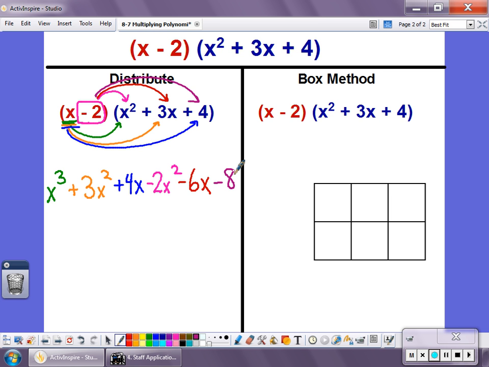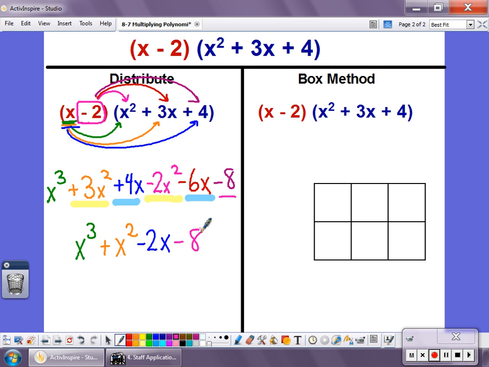And again, time to combine like terms. Looking at the problem, I only have one x cubed term, so nothing to combine with that. Then I see I have 3x squared minus 2x squared. 3x squared minus 2x squared is just going to give me 1x squared, or just an x squared. I'm going to keep looking. I see that I have a 4x minus 6x. 4x minus 6x is negative 2x. And then at the end, nothing combines with my negative 8, so I just have a negative 8.